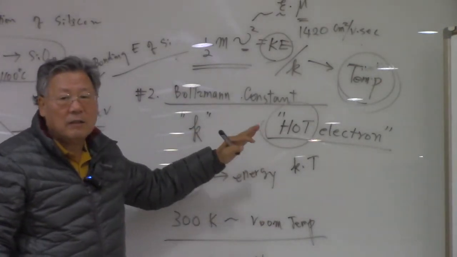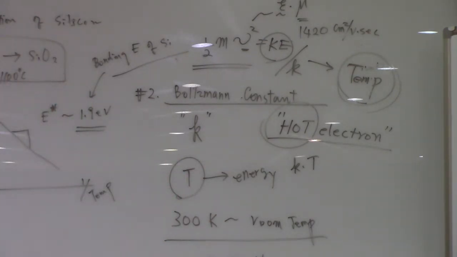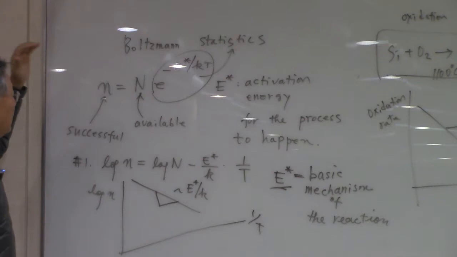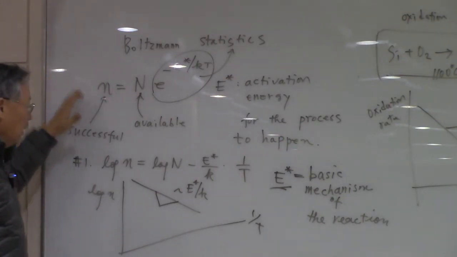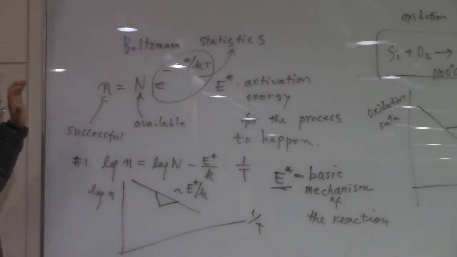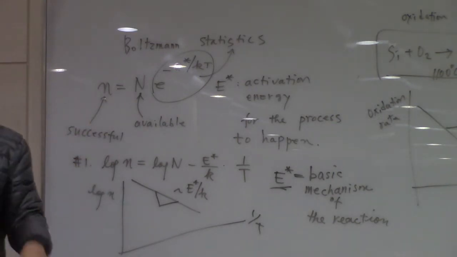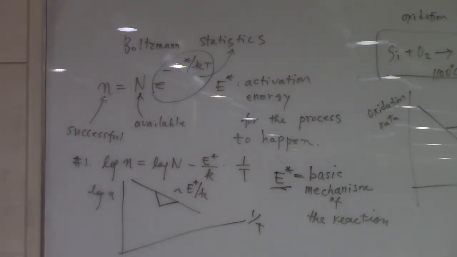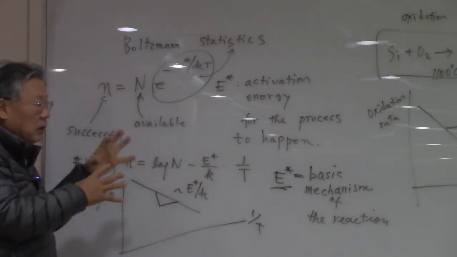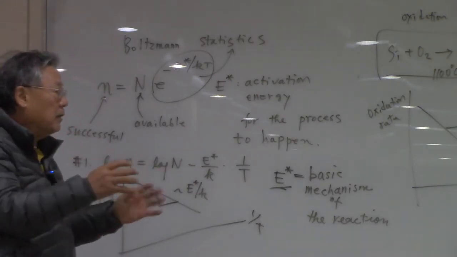The hot electron effect in semiconductor devices is very, very important. Anyway, I emphasize two things. One is that Boltzmann statistics is important, because we can understand the basic mechanism of the reaction through Boltzmann statistics. The second is that the Boltzmann constant is a factor we can use to convert from energy to temperature and from temperature to energy, vice versa.